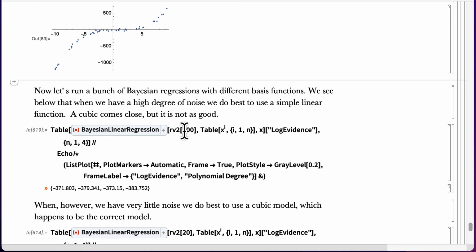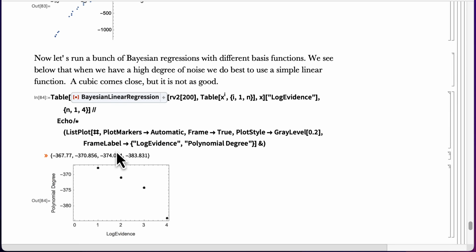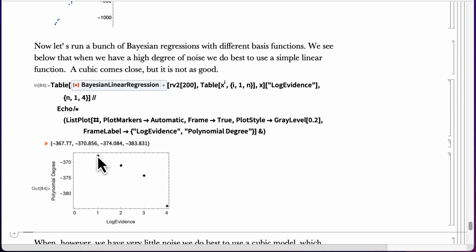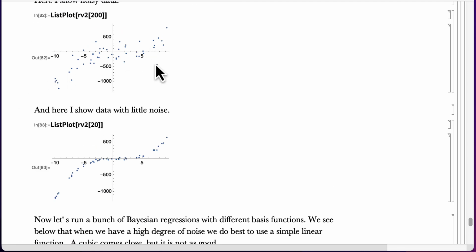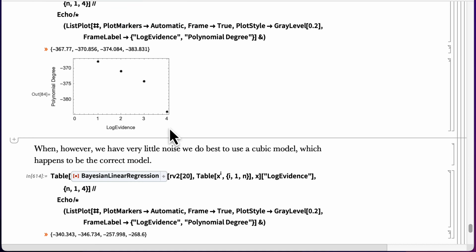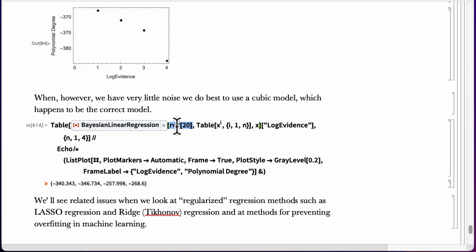Okay, so let's do the following. Let's make a table, and we're going to use that highly spread out data, and I'm going to let the number of terms in my polynomial go from 1 to n, and I'm going to compute the log evidence of the posterior. And I'm going to let n go from 1 to 4, and then I'm going to take that tabular data and make a picture out of it. All right, and what you can see is that as the degree of the polynomial grows, as I go from a linear model to a quadratic model to a cubic model to a quartic model, the log evidence goes down, and this is telling me, look, if this is the picture you're seeing, the best thing to do is to fit a line.